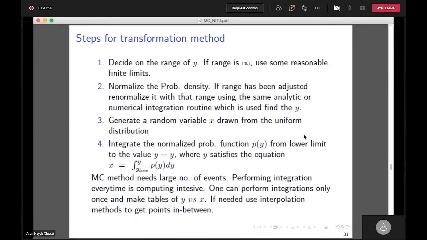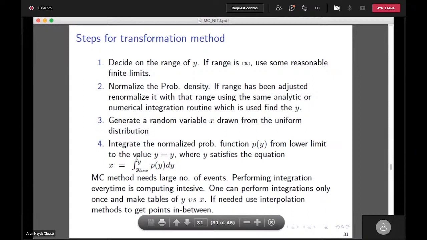So one trick is that before you do this, you can make a table: for each x you generate y, and you keep these numbers for a large number of points. Then every time you generate an x, you can find the corresponding y value. Otherwise, doing this computation every time is computing intensive. If you need numbers in between two numbers stored in your table, one possible way is the interpolation method, instead of doing this computation.